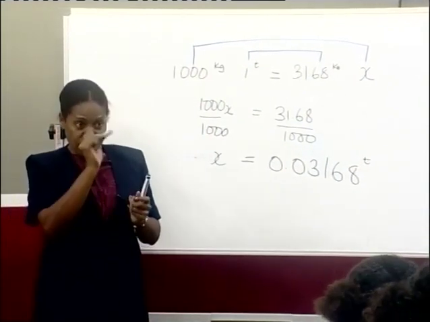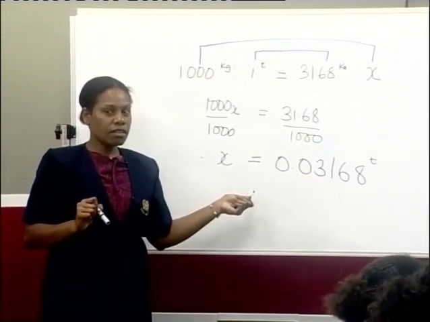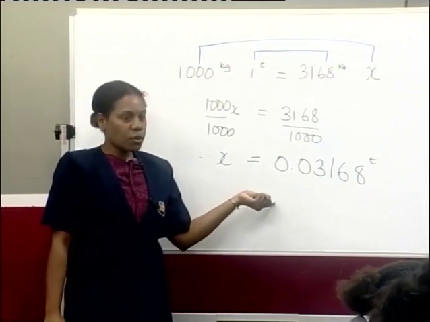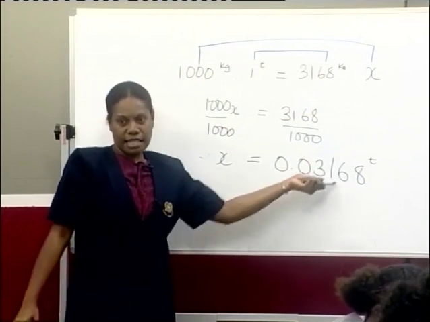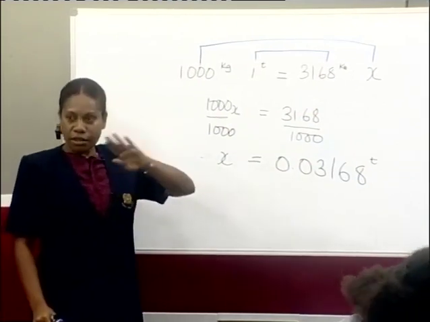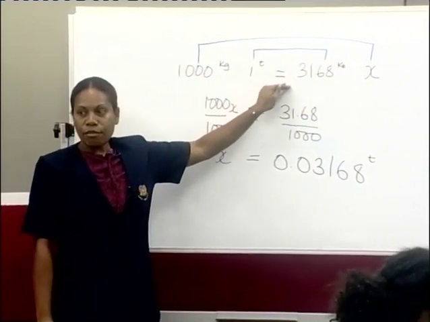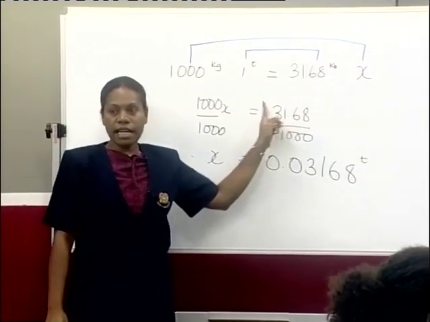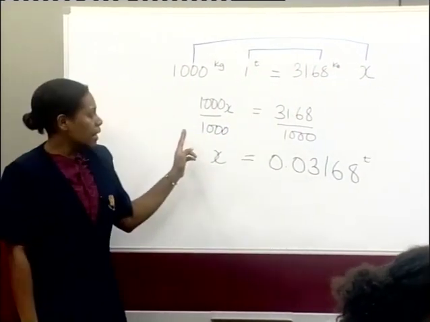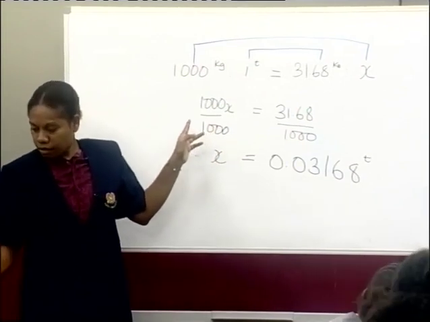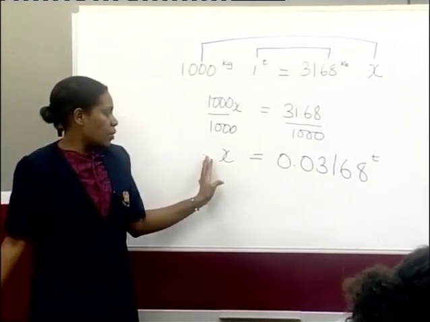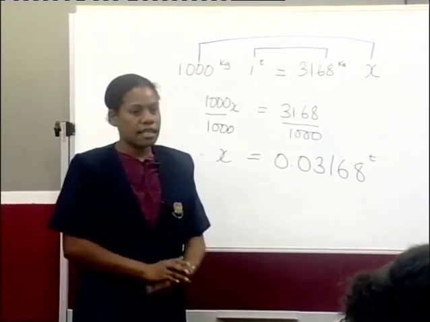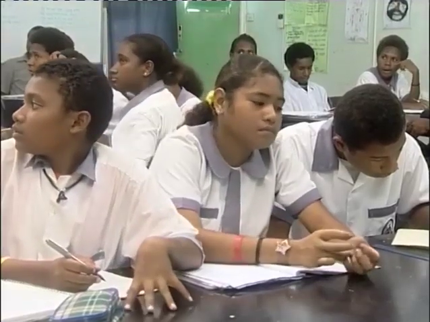Did some of you get this answer? Stop lying. X is equal to 0.03168 tons. You nearly got this answer. One way of working it out is to follow this step, not formula: getting the multiple of the exterior and multiple of the interior. That's the same with the other conversions.